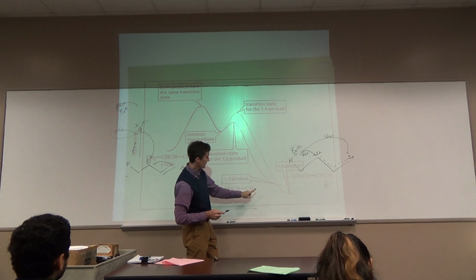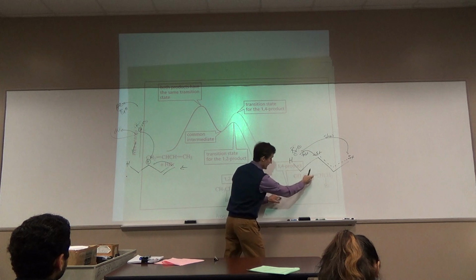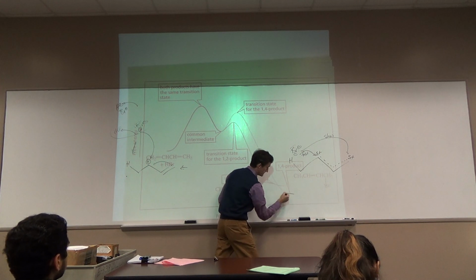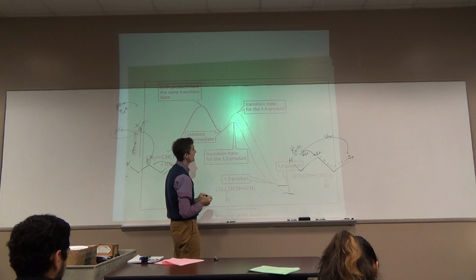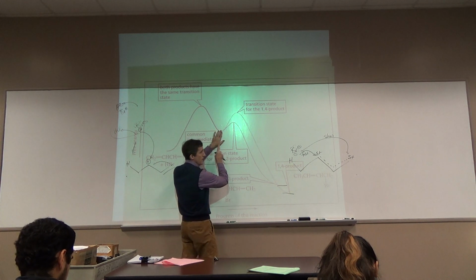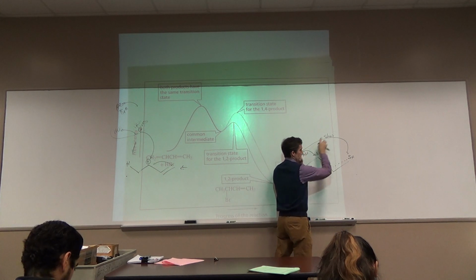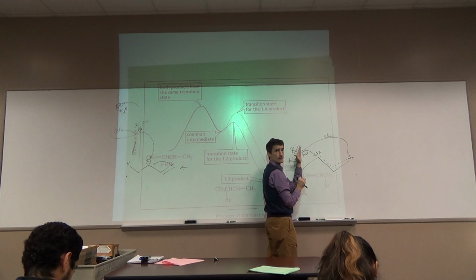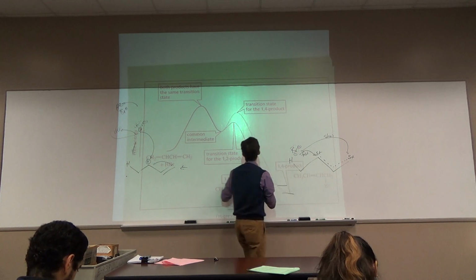1,2 or 1,4 product. Which one's more stable in this case? The 1,4. We explained why. So it's lower. Which one, though, is easier to get to? A transition state. 1,2 is easier to get to because it's just faster.